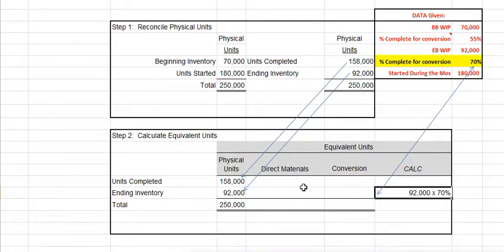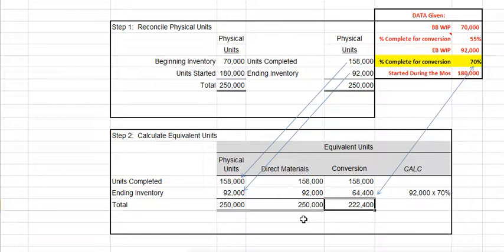So this is going to be your direct materials. You want to bring down the 158, you're going to bring down the 92,000, and you're going to take a total. Units complete means direct materials 100%, conversion cost 100%. Ending inventory, so we have the 92 for direct materials. We know exactly with those units what the direct materials are. The conversion costs are 70% complete, so that's where you would get the 64,400, and then you would calculate a total.